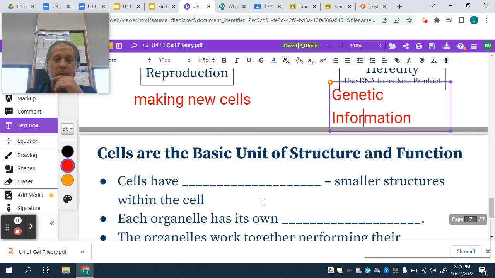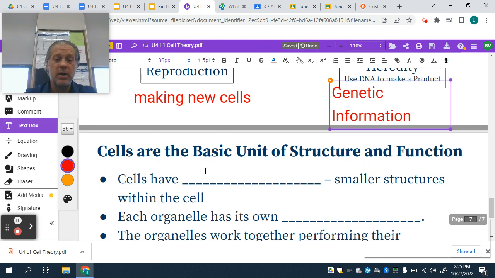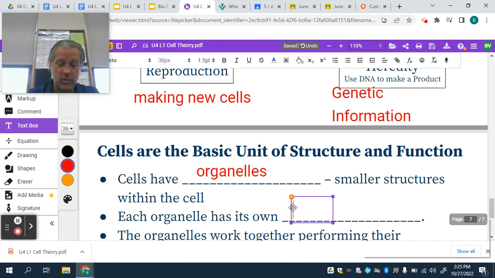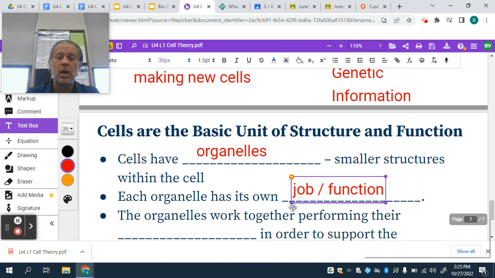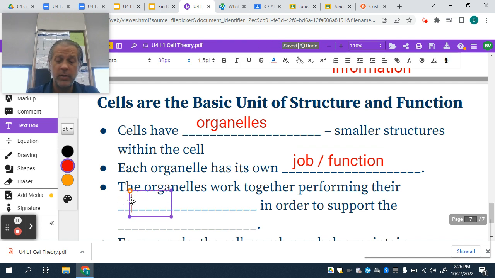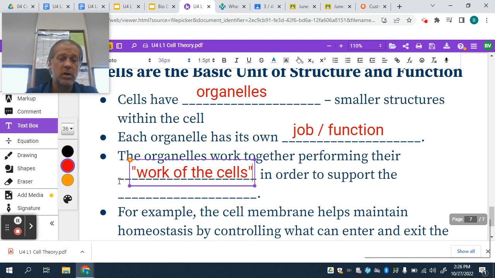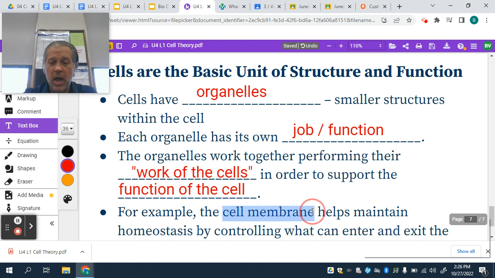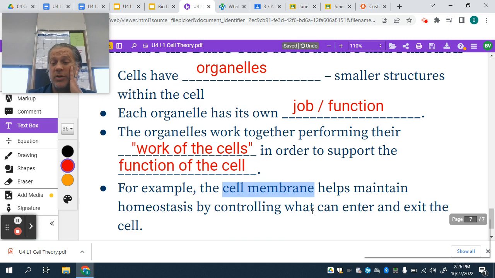All right. Now, the last thing we need to talk about in this particular lesson is some other basic things, like all cells have organelles, which are smaller structures within every cell. Each organelle has its own job or function, and those organelles work together, performing the work of the cell in order to support the function of the cell. An example of that would be the cell membrane, which helps maintain homeostasis by controlling what enters and exits the cell.